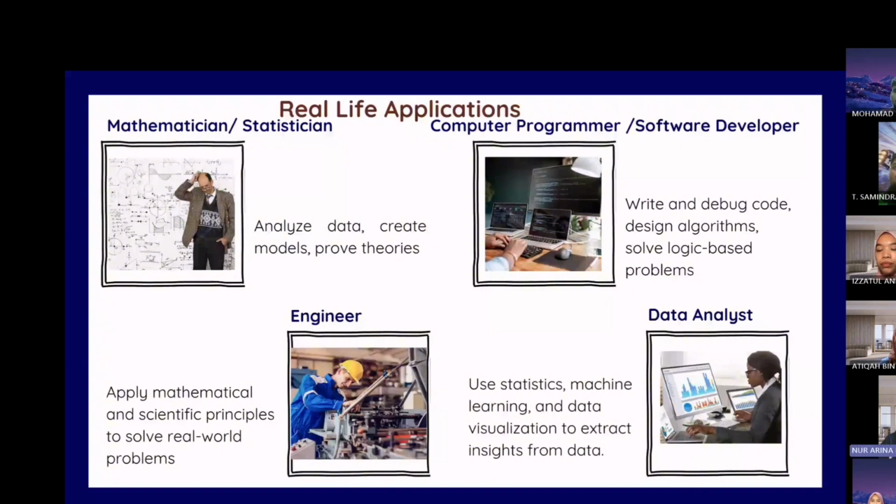Now we take a look at real-life applications. First, we have mathematician. They analyze data, create models, and prove theories. As we can see, an example is Albert Einstein himself. Secondly, computer programmer, software developer. They write and debug code, design algorithms, and solve logic-based problems.